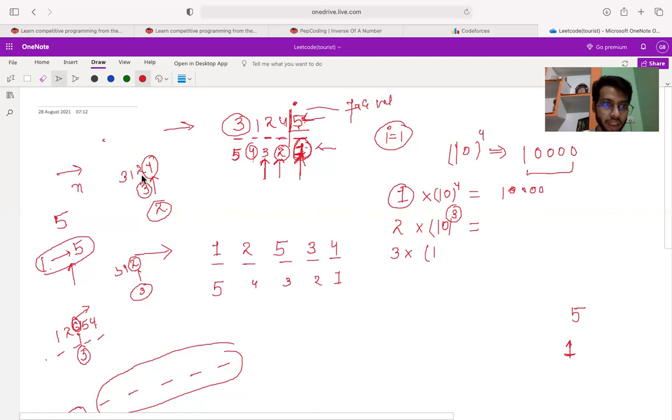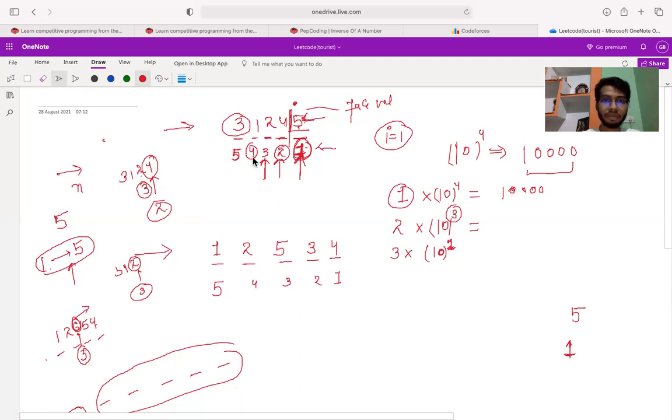I have to place 2 at the third index. I have to place 3 at the second index. Okay, so if I need to place 3 at the second index, then what I need to do? I need to simply multiply it with 10 raised to power 1.